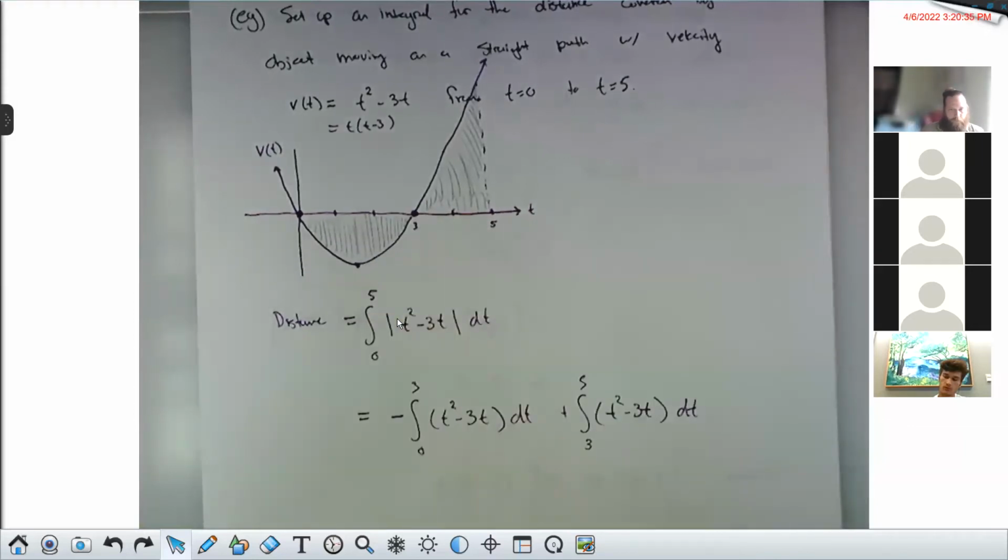And because we're now 5 minutes over, I'm not going to push and evaluate these integrals, but I'm sure that anybody here could evaluate these integrals. They're power rule integrals, nothing crazy.